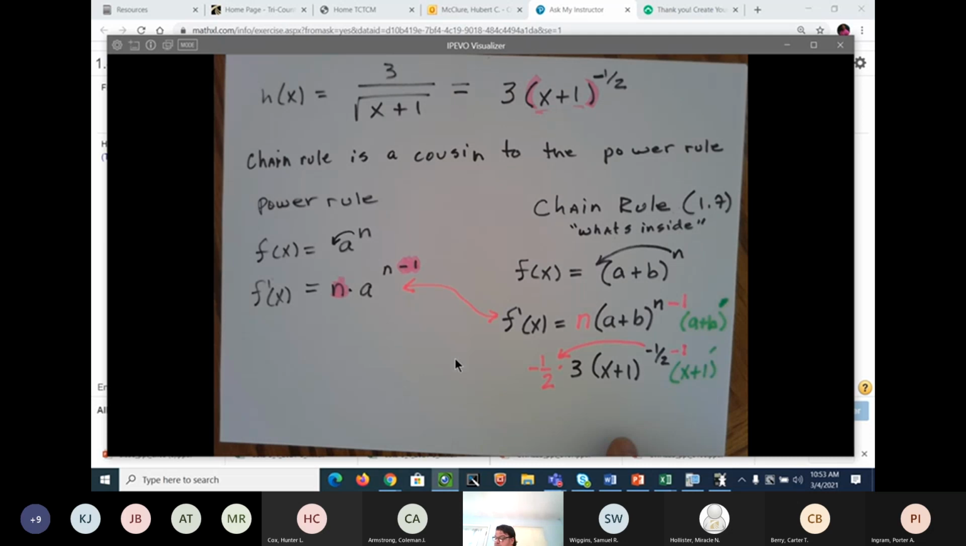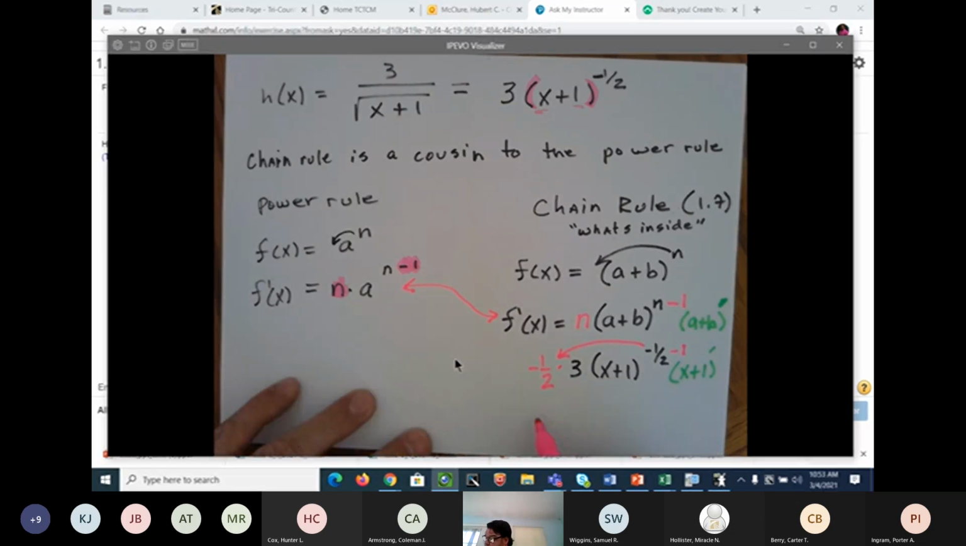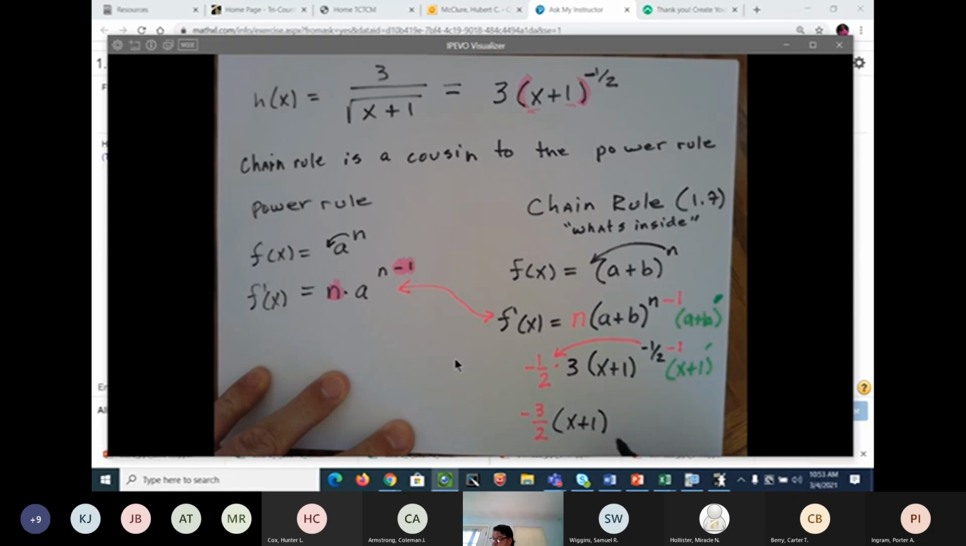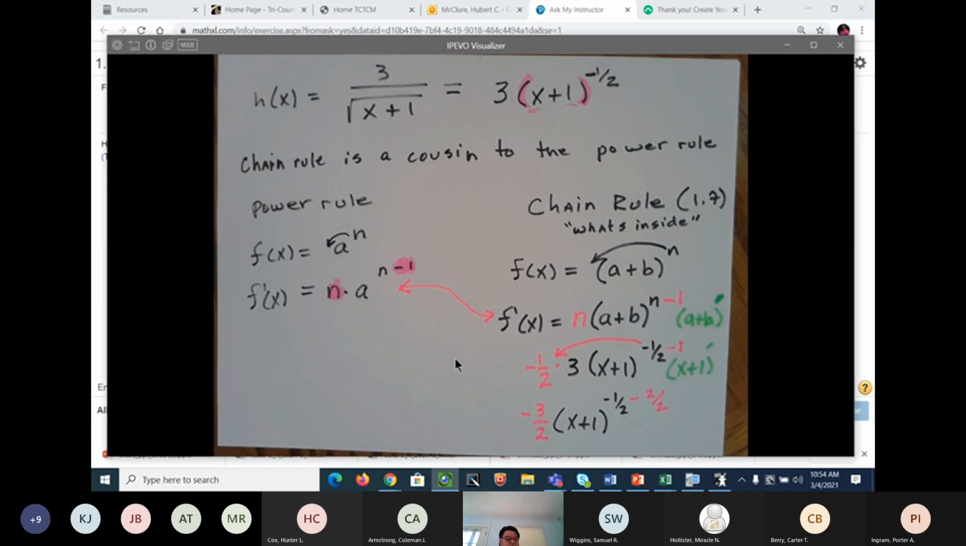So somebody tell me what's 1/2 times 3? 3/2. So I'm going to change that to negative 3/2 times x plus 1 to the negative 1/2 minus what? What am I going to change that 1 to? 2/2, because I have to have a common denominator. And what is the derivative of 1x plus 1? Well, the derivative of 1x plus 1 is 1. The derivative of 1x is 1. And the derivative of a constant is 0.